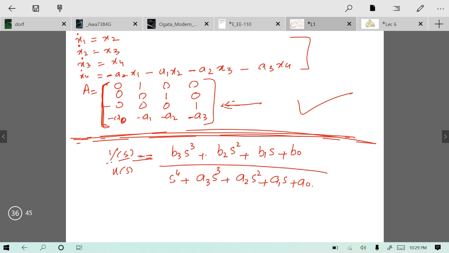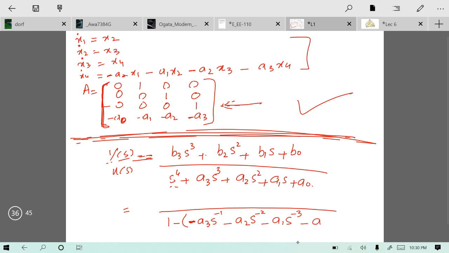Now this is my transfer function. What was the first step? The first step was to write the denominator in the form of 1 minus the sum of individual loop gains. So I need to divide numerator and denominator by this s4 to make it 1. So my transfer function would become 1 minus a3 s inverse minus a2 s minus 2 minus a1 s minus 3 minus a naught s minus 4 in the denominator, and the numerator will become b3 s inverse plus b2 s minus 2 plus b1 s minus 3 plus b naught s minus 4.